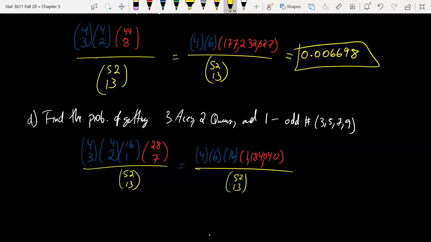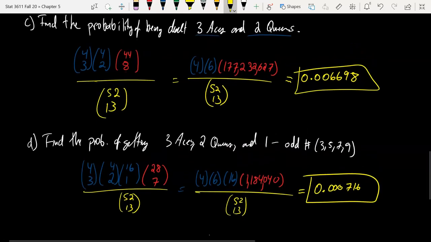So we can punch this in a calculator. 1,184,040 times 16 times 6 times 4 divided by parentheses 52, choose 13, close parentheses. And what do we got? Something slightly higher than the previous question. Less likely. 0.000716. We have an extra 0 here.